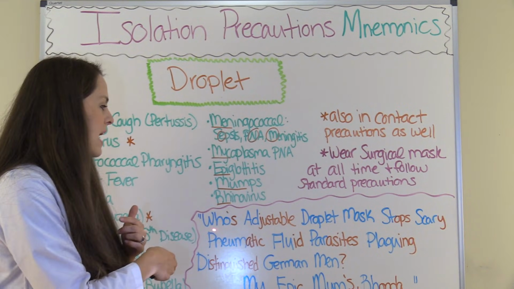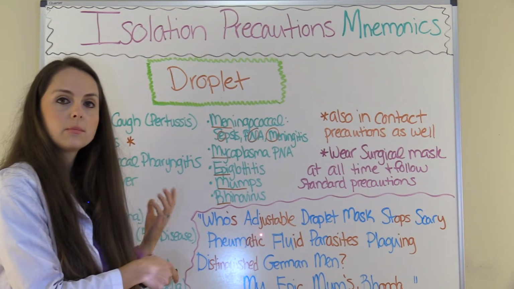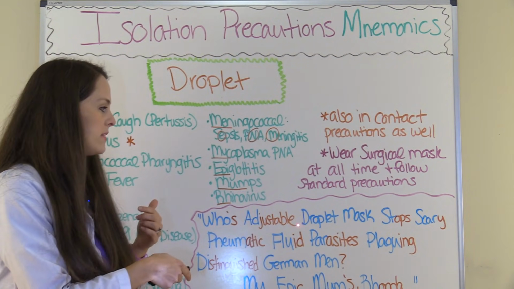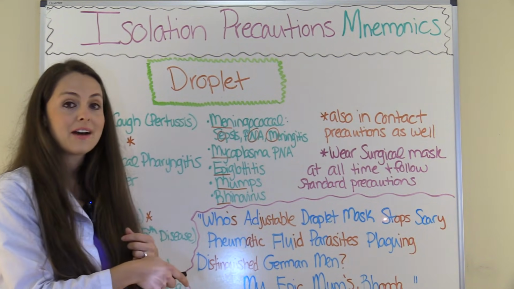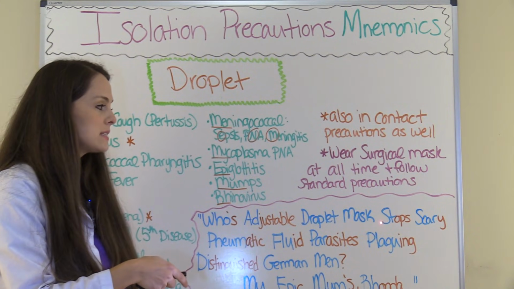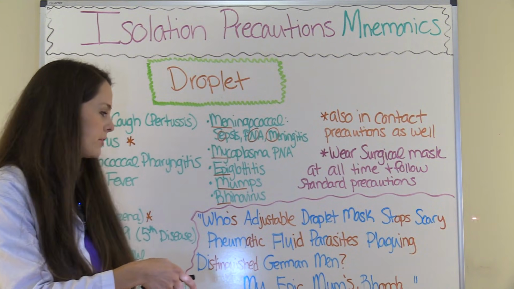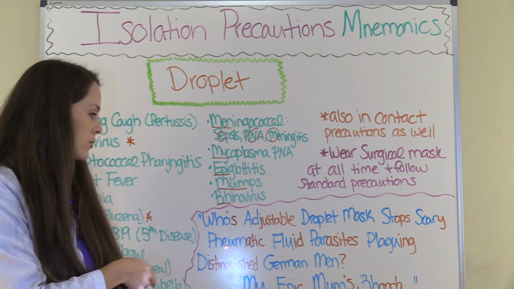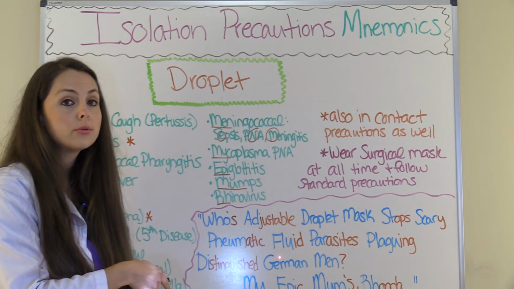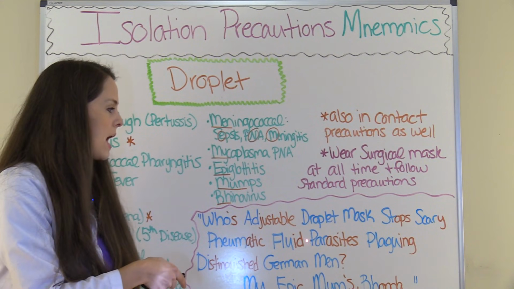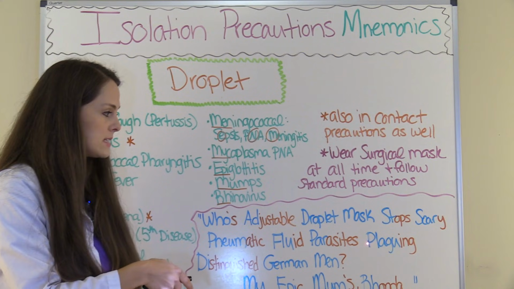Okay, whose? That is for whooping cough. Adjustable, the AD, to help you remember adenovirus. And then droplet is the precaution we're talking about. The mask is what you're going to have to wear. Stop is the streptococcal pharyngitis. Scary is for scarlet fever. Pneumatic is for pneumonia. Fluid is for flu, aka influenza. Parasites is for the parvo B19 disease.